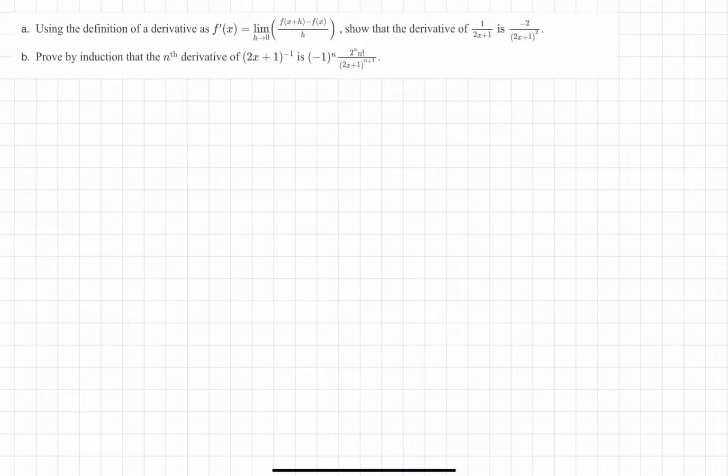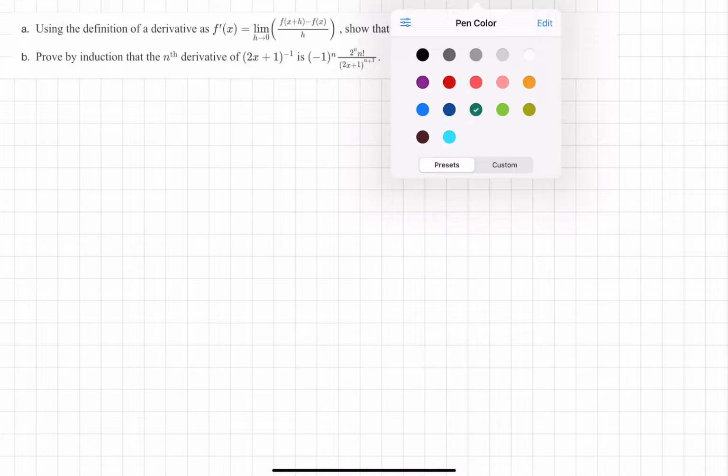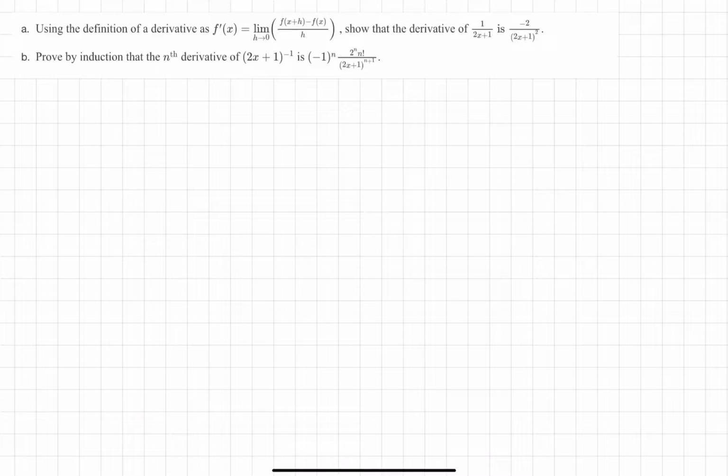A typical IB question, I think for HLs now too, is derivation by first principles. And that's what we're going to do today. We're also going to mix that with inductive proofs. So let's start with A.